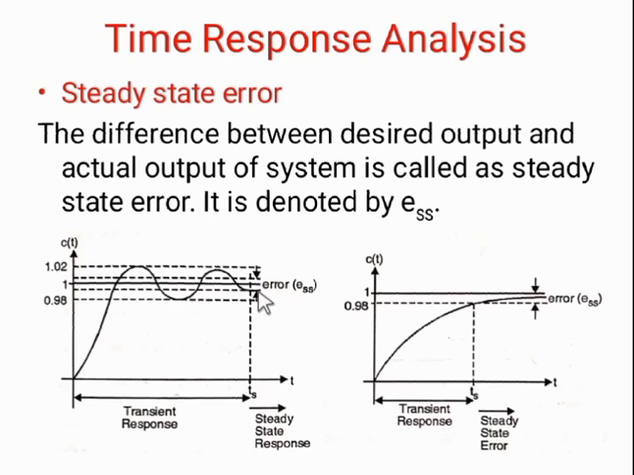So this difference between the actual and desired output is known as the error, the steady state error, denoted by ESS, and it is generally a 2% deviation of the desired output. 2% means if the desired output is 1, then the steady state error is 2%, that means either 1.02 or 0.98. So this is a 2% error of the desired output.